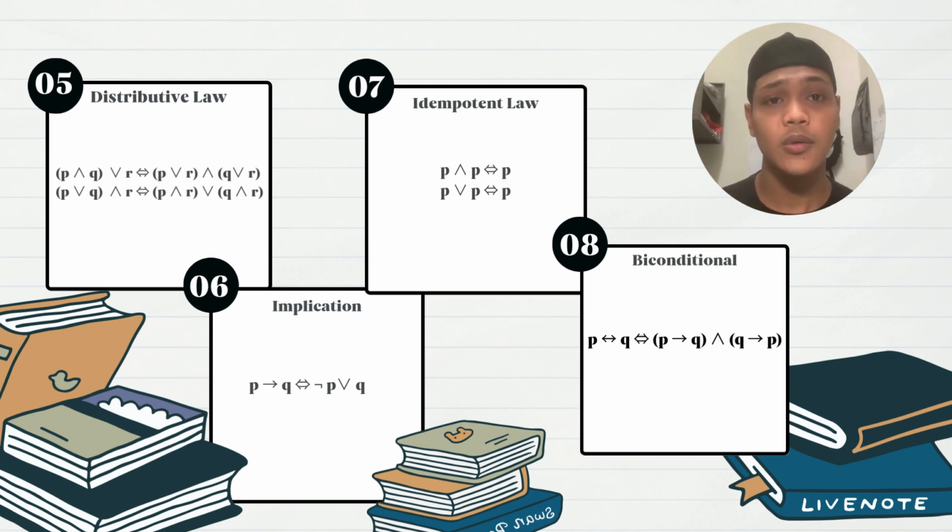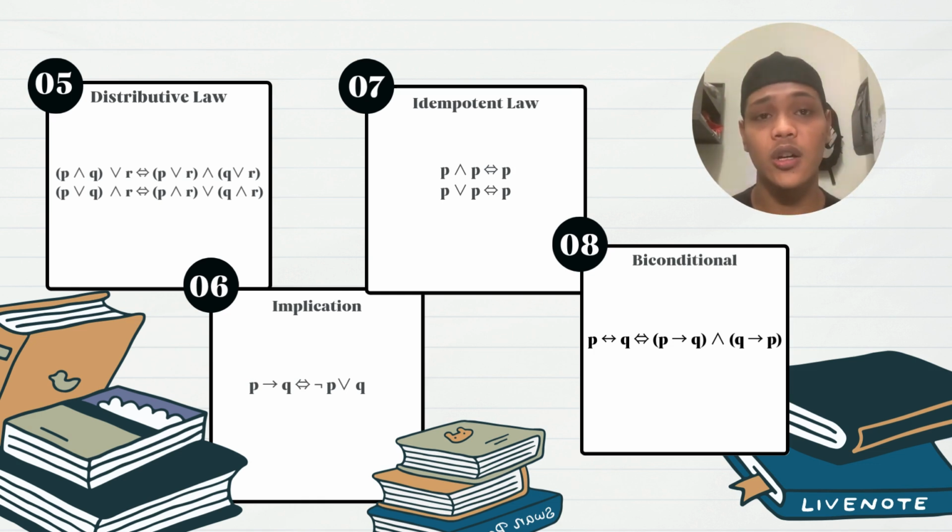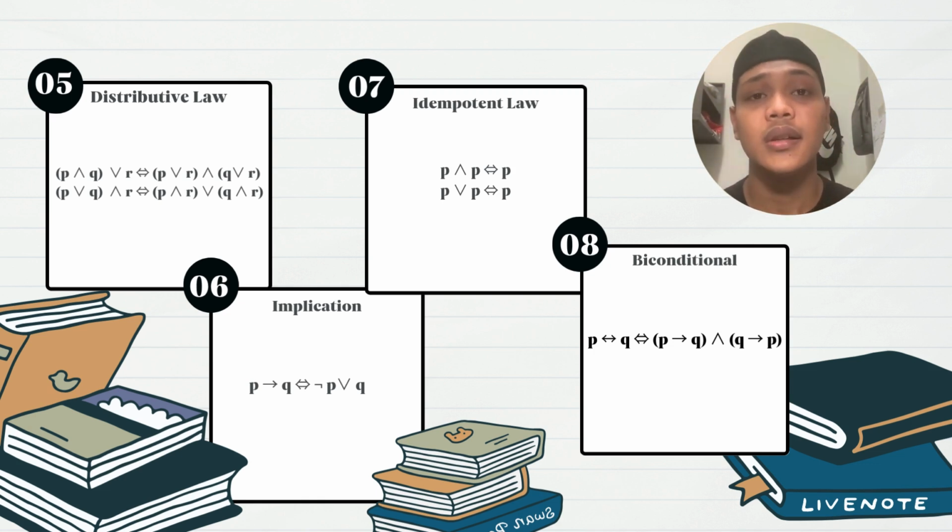This is how we usually write a logical if-then statement. Okay, next, idempotent law. P and P is just P. P or P is just P. Repeating doesn't change the value. For the next, biconditional. P if and only if Q is the same as P implies Q and Q implies P. They must both be true or both be false.